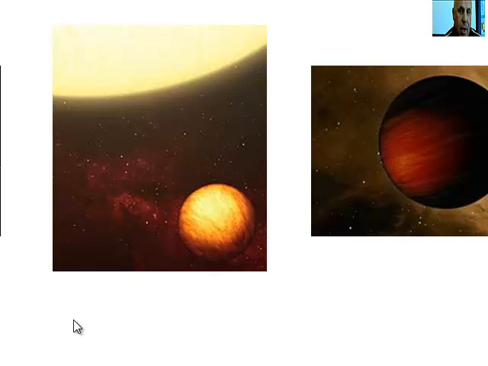Now the sun stays round because of gravity pushing in all directions and energy being generated at the same time. So when we see our star being round, it's basically just an equilibrium between gravity and the energy it's producing.